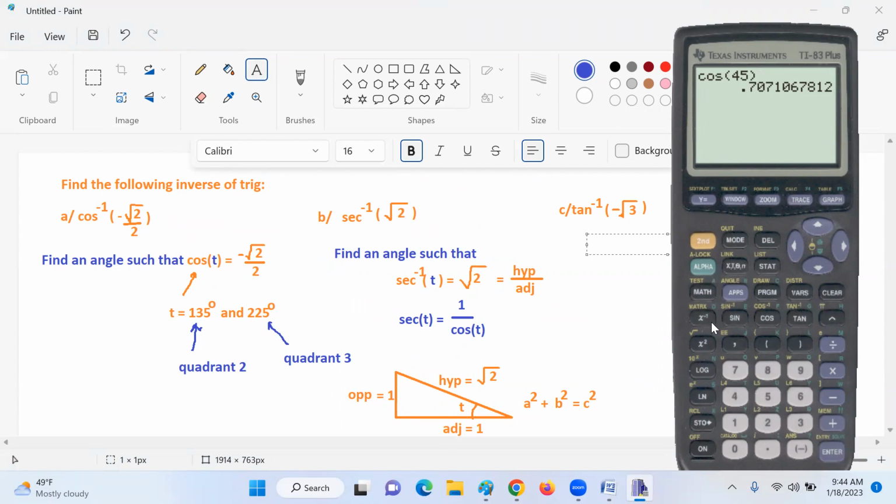And then we're going to take the inverse. We're going to take the reciprocal for that. So 1 over the reciprocal, which is 1.414. Which is exactly the same thing that we have at the back, which is radical 2.